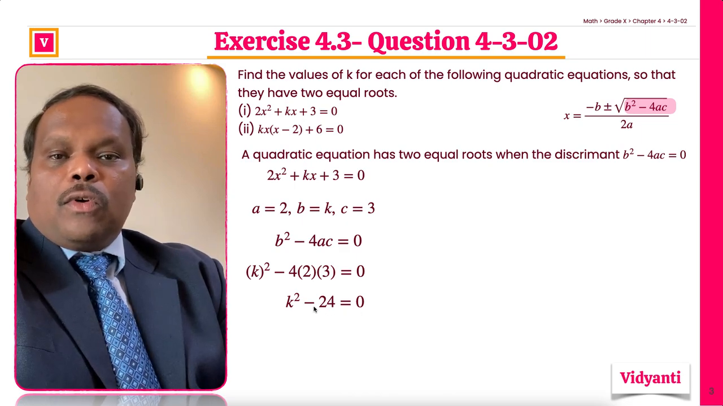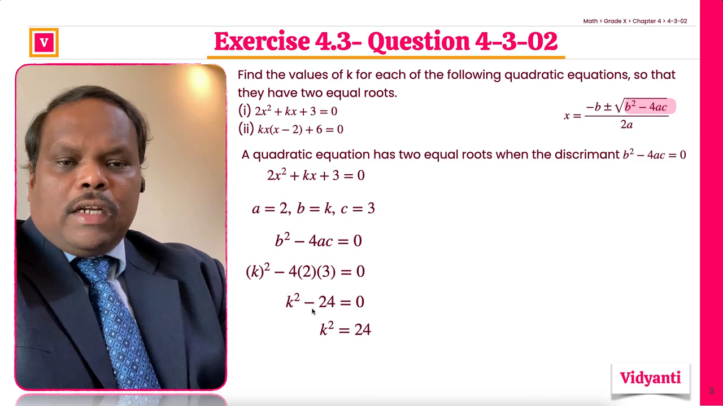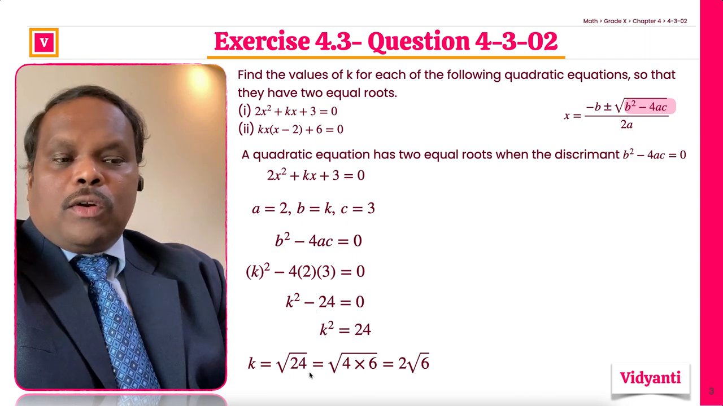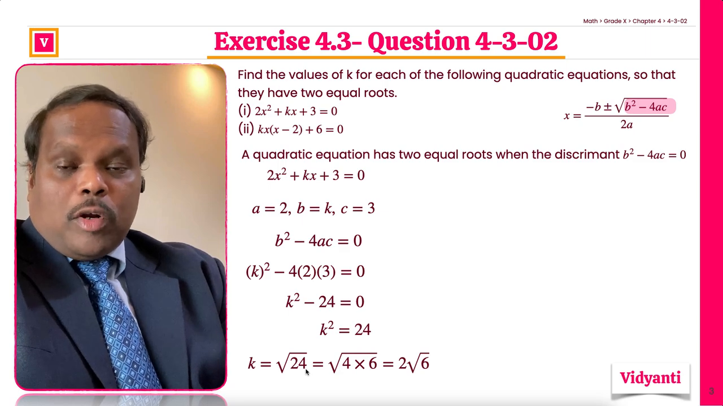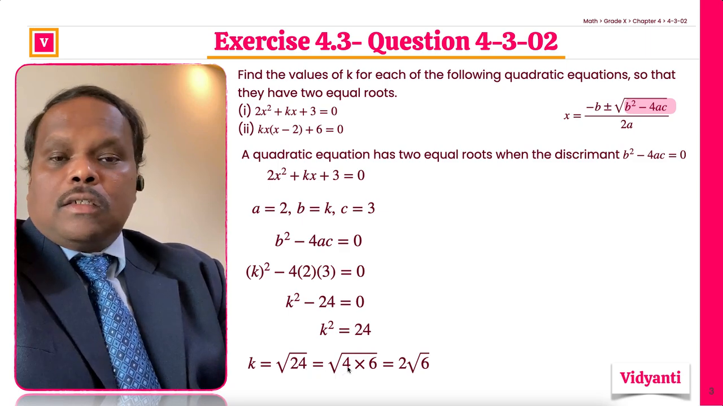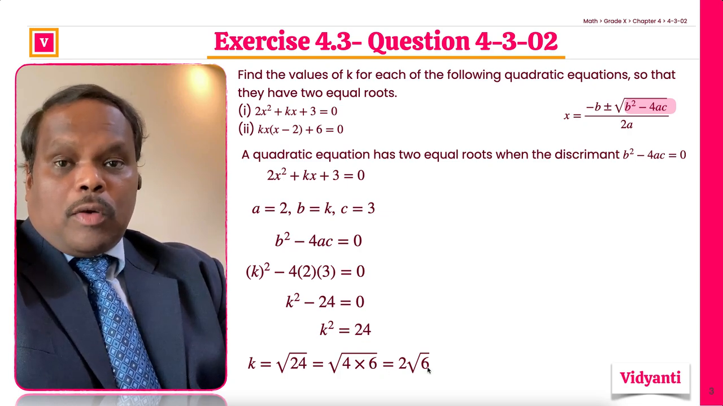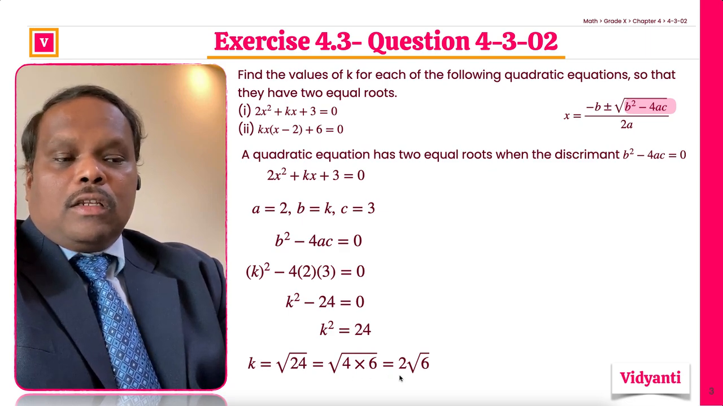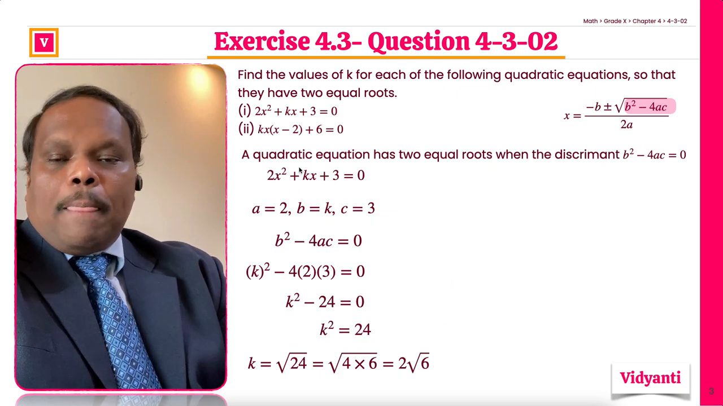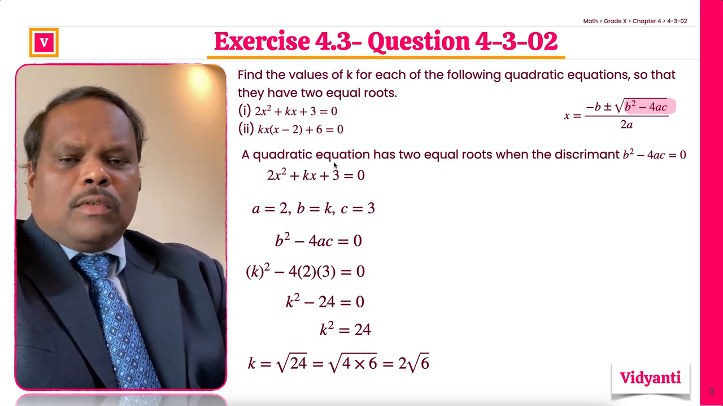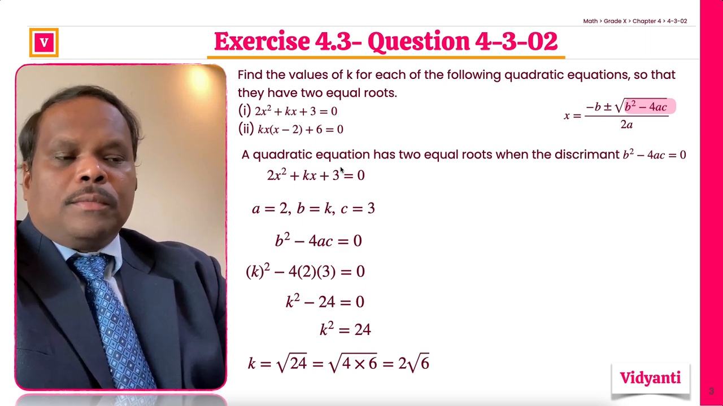Let us transfer this 24 to the other side, and we get k square equal to 24. Let's take the square root of 24. 24 is not a perfect square, but we can split it as 4 times 6. So the square root of 4 is possible, and the square root of 6 is not possible. It's not a perfect square, so we'll keep it under the square root sign. So the final answer is going to be 2 root 6. So when k is equal to 2 root 6, we will get two roots which are the same. It's the same root repeated again and again.